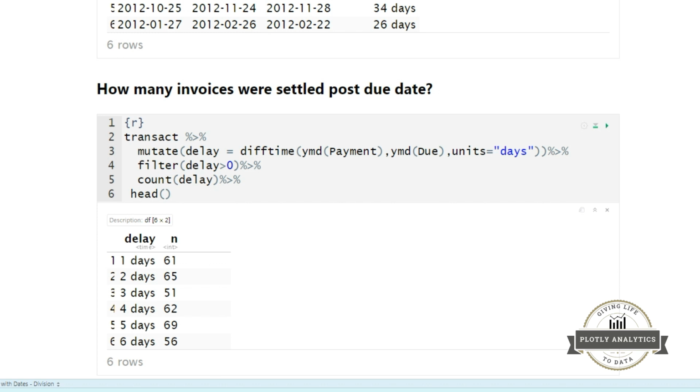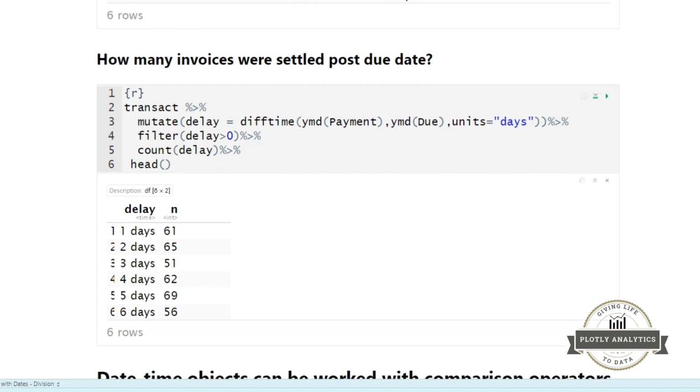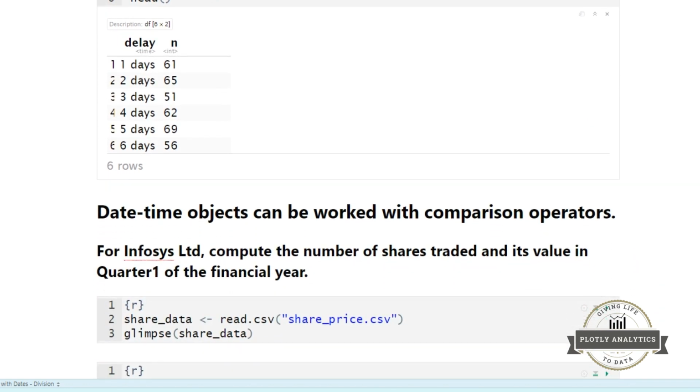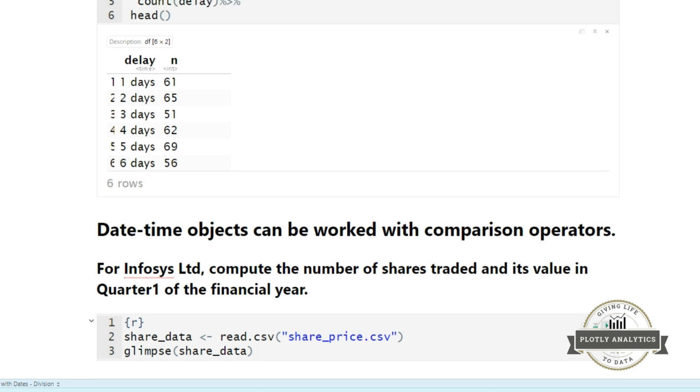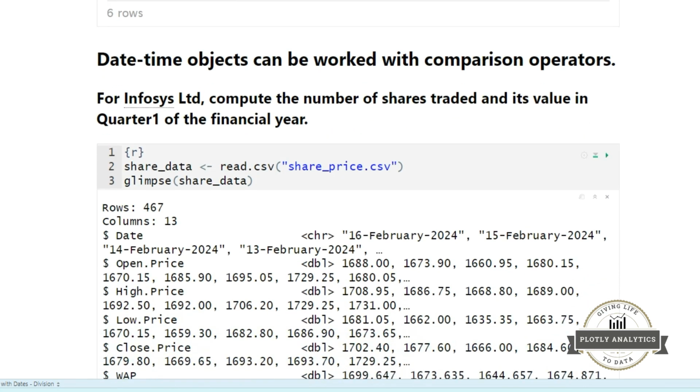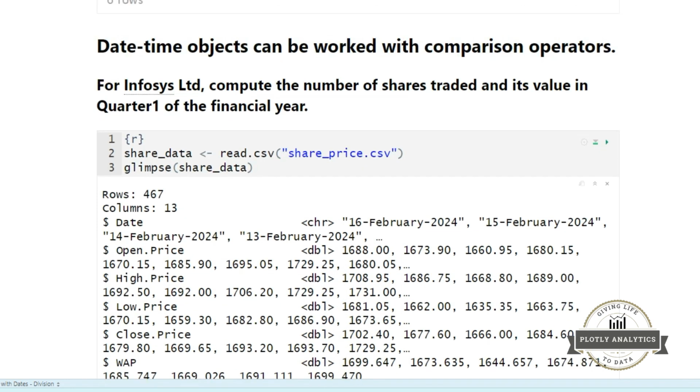Okay, moving ahead for Infosys now. So let's come back to the dataset that we have been using since our first video, the Infosys Limited share price dataset. Now for this dataset, we are interested in finding out the number of shares traded in terms of its value and in terms of its volume for the Q1 of the financial year.